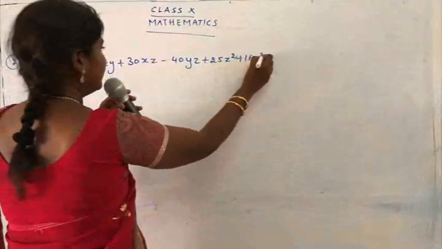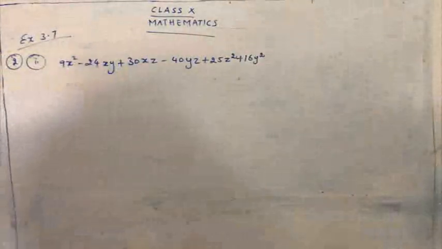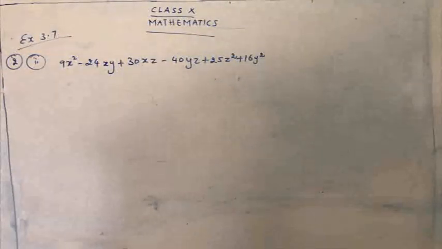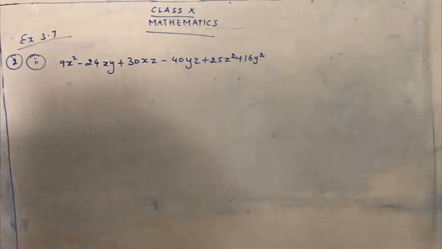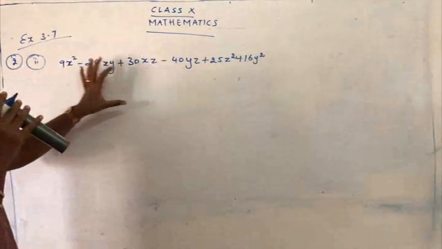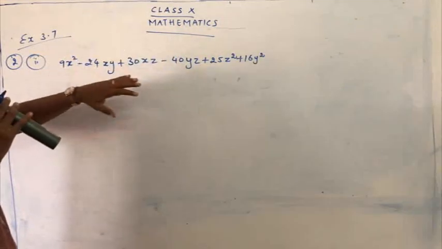So we are being given the expansion. So we have a polynomial over here. What's the polynomial given to you? 9x square minus 24xy plus 30xz minus 40yz plus 25z square plus 16y square. So this is the expansion of one identity. So we are going to find out what identity we have to use over here.